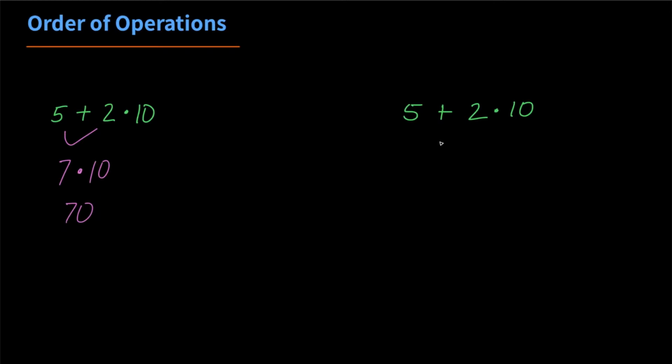If we look at this same expression, but instead we decided to multiply first, 2 times 10 is 20. Now we still have this plus 5. 5 plus 20 is 25. We have the same expression, but we've come to two different answers. So which one's right? This is why we need the order of operations. The order of operations just gives us a set of rules and an order for solving certain operations first.